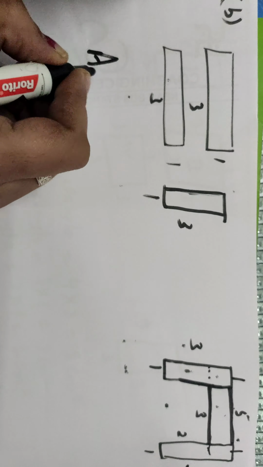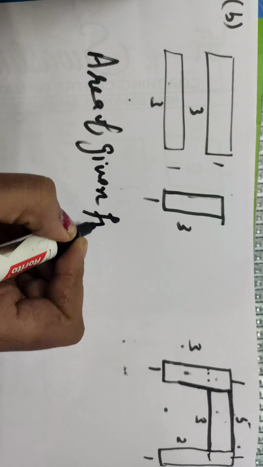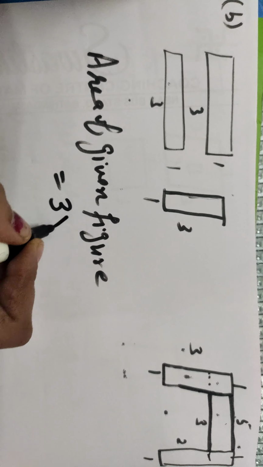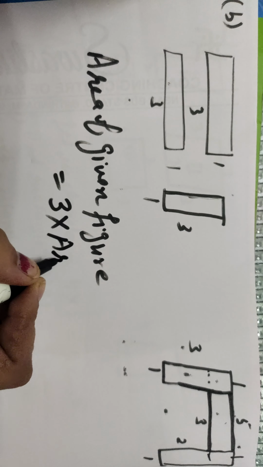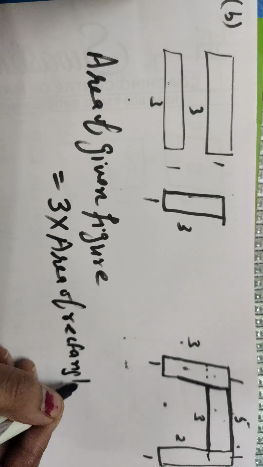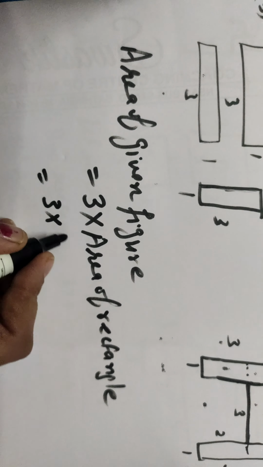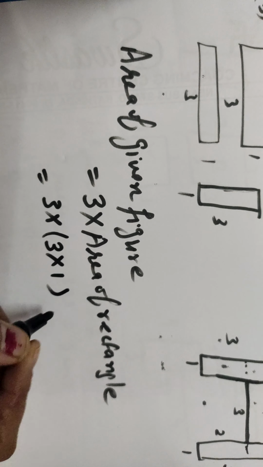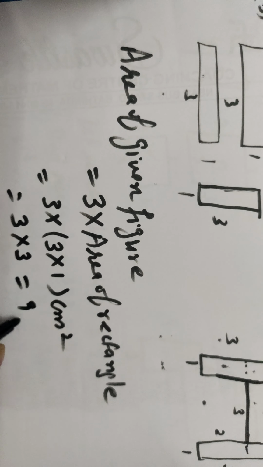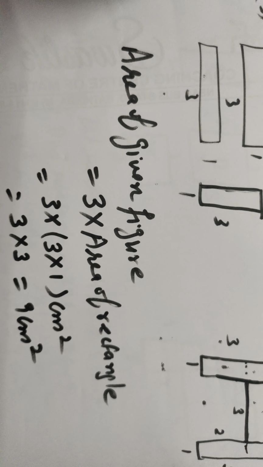So area of given figure is equal to 3 into area of rectangle. Now area of rectangle is length into breadth, and length into breadth is 3 into 1 centimeter square. We are having 3 into 3 is equal to 9 centimeter square. This is the B part of 10th sum of exercise 10.3.